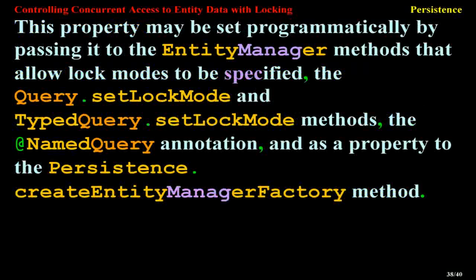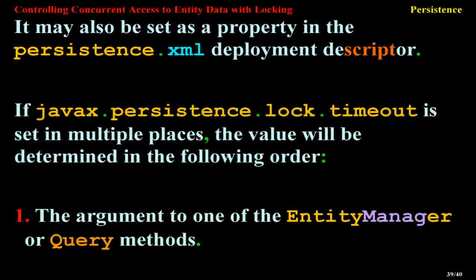This property may be set programmatically by passing it to the EntityManager methods that allow lock modes to be specified, the Query.setLockMode methods, the NamedQuery annotation, and as a property to the Persistence.createEntityManagerFactory method. It may also be set as a property in the persistence.xml deployment descriptor.